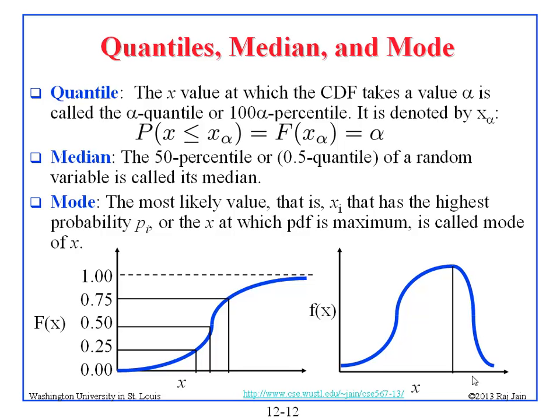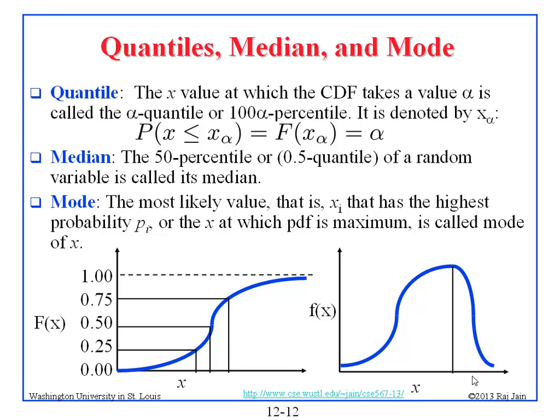When we say 0.95 quantile, we mean 95th percentile. So the quantile is measured between 0 and 1, while percentile is measured between 0 and 100. And so when we say the alpha quantile, we mean the 100 times alpha percentile.